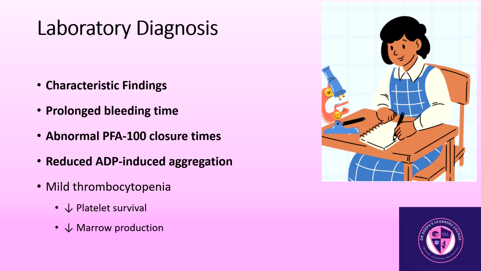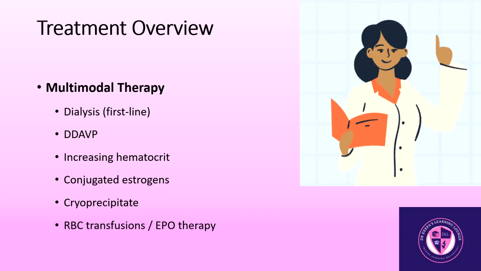The key point to remember is that laboratory abnormalities do not correlate perfectly with the bleeding risk. Some patients bleed significantly with only mild abnormalities, while others have abnormal tests but do not bleed clinically. ADP-induced aggregation is typically reduced, but full platelet aggregation studies are rarely done routinely. Mild thrombocytopenia can result from both a decreased production and a shortened survival due to chronic activation. So, all of these have to be looked at before the clinical diagnosis and the reason for bleeding is evaluated in a CKD patient.